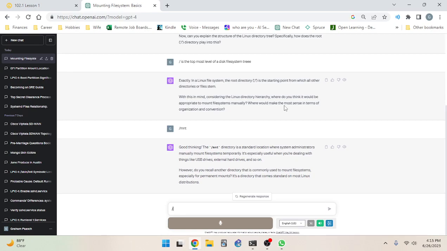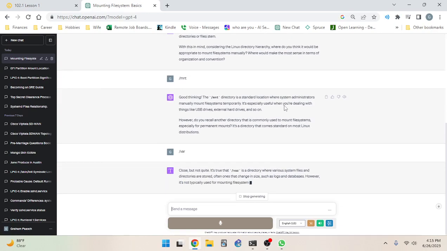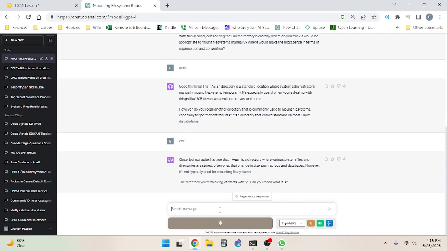Is it var? Close, but not quite. It's true that var is a directory where various system files and directories are stored, often ones that change in size, such as logs and databases. However, it's not typically used for mounting file systems. The directory you're thinking of starts with. Can you recall what it is?